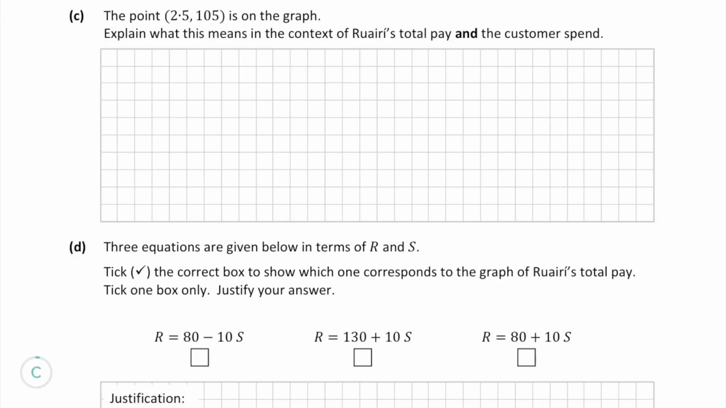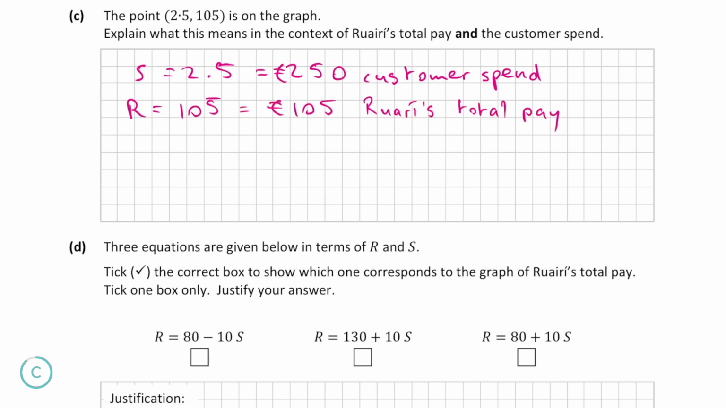Moving on to part C, we're asked what the point (2.5, 105) corresponds to on the graph in terms of Rory's total pay and the customer spend. So in this case S would be equal to 2.5, which is the value on the x-axis, and we're told that this is in hundreds of euros. So really this corresponds to a customer spend of 250 euro. And R is the y value, which is 105, and that means Rory's total pay for that day was 105 euro.